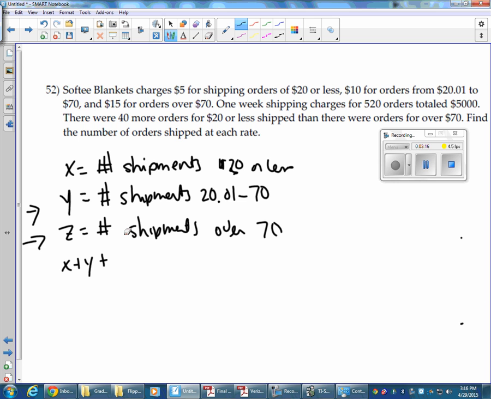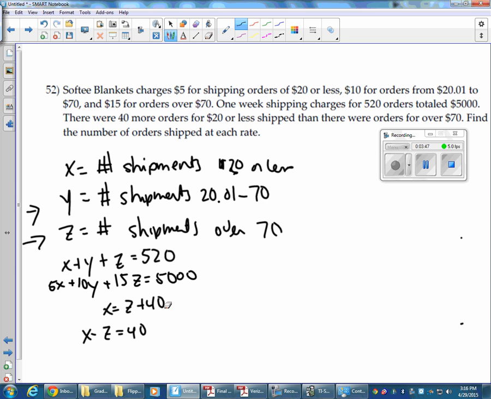X plus Y plus Z will equal 520. It totaled $5,000, so 5X plus 10Y plus 15Z equals $5,000, because that's what it's going to cost to ship each of these packages. And then there were 40 more orders for $20 or less shipped than there were for orders over $70. So X will equal Z plus 40, or another way to write that is X minus Z equals 40.